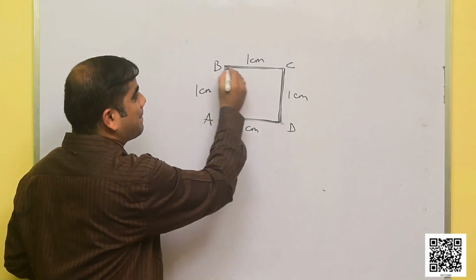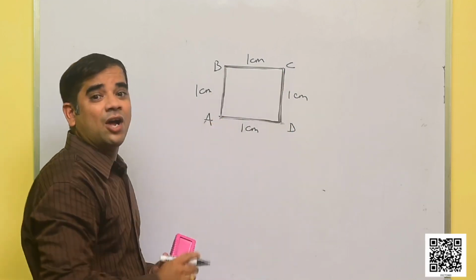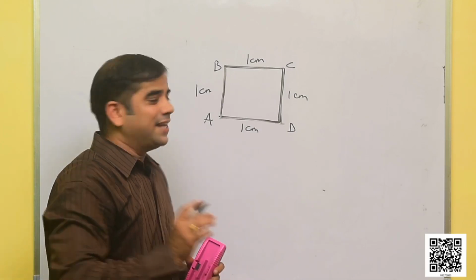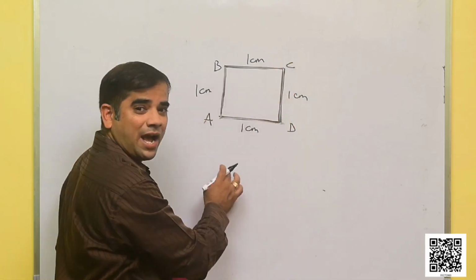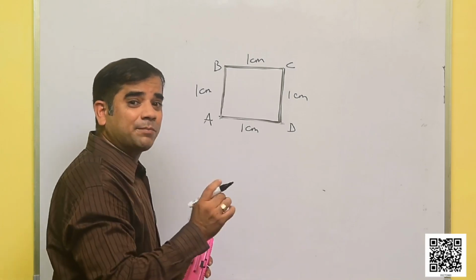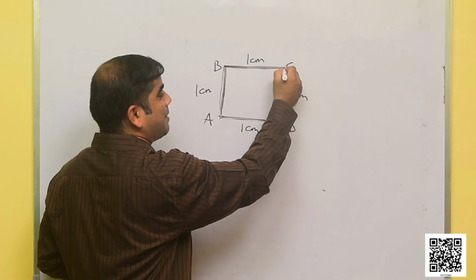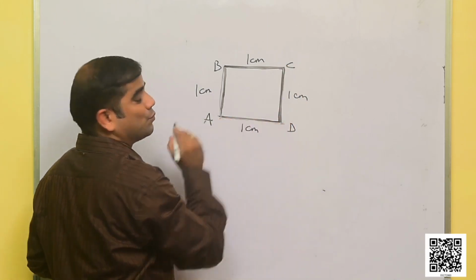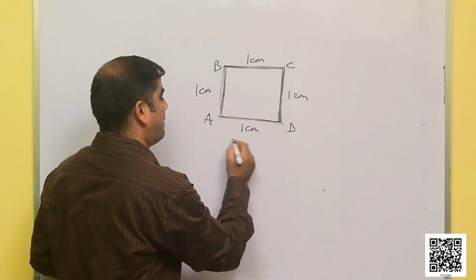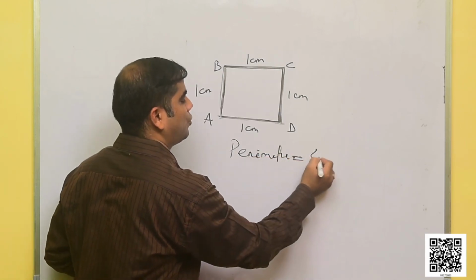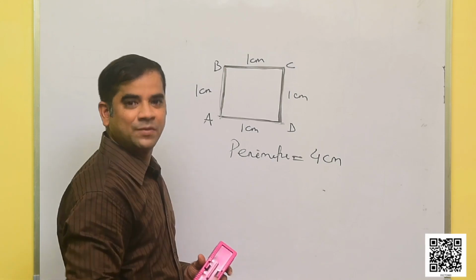So this is the boundary of this square, which is also called perimeter. Okay, this is the perimeter of the square. So what is the length of the perimeter now? 1 centimeter plus 1 centimeter plus 1 centimeter plus 1 centimeter. So the perimeter is equal to 4 centimeter.